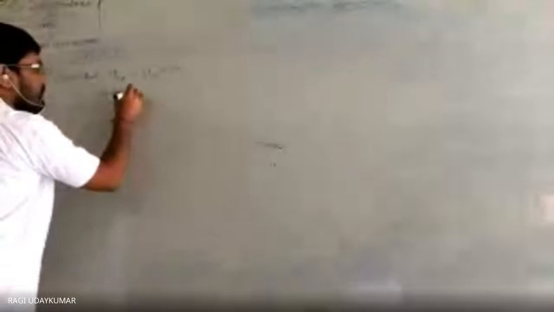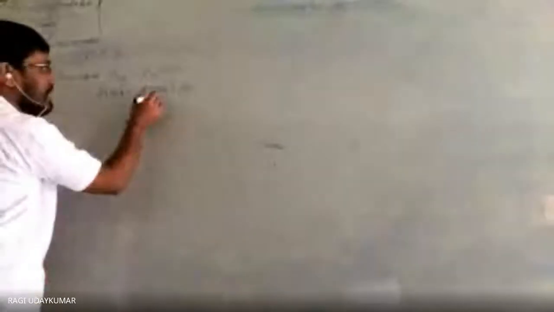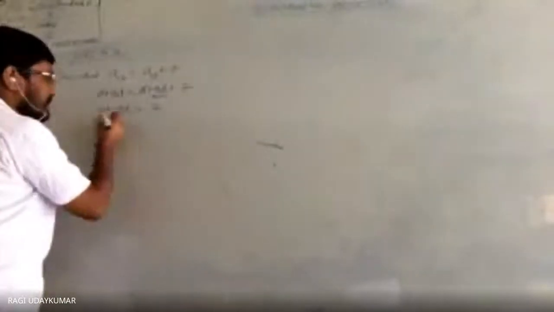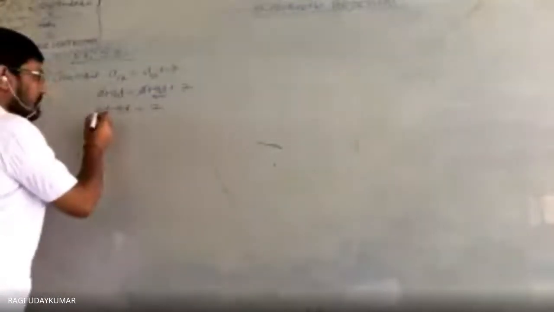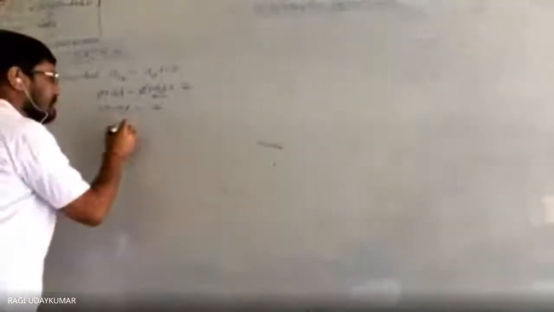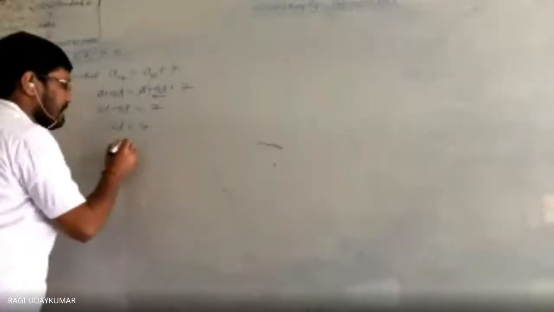Very simple here. The 17th term can be written as a plus 16d, which is equal to the 10th term, which can be written as a plus 9d plus 7. And a and a will get cancelled. This 9d you take to the left side. We are going to get the 7 here. So 16d minus 9d is equal to 7. 16d minus 9d will be equal to how much? 7d. 7d is equal to 7. d is equal to 1.